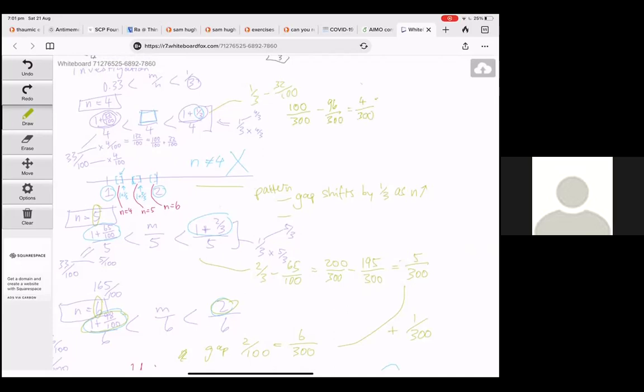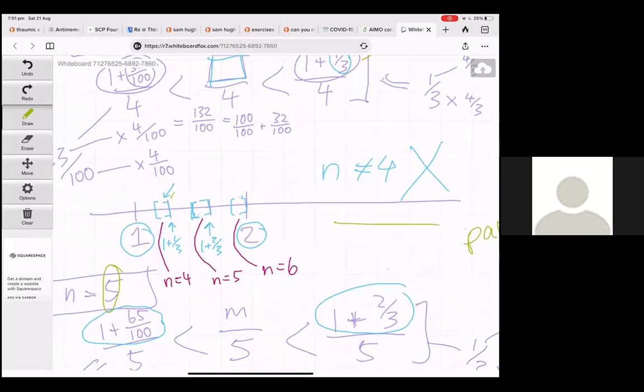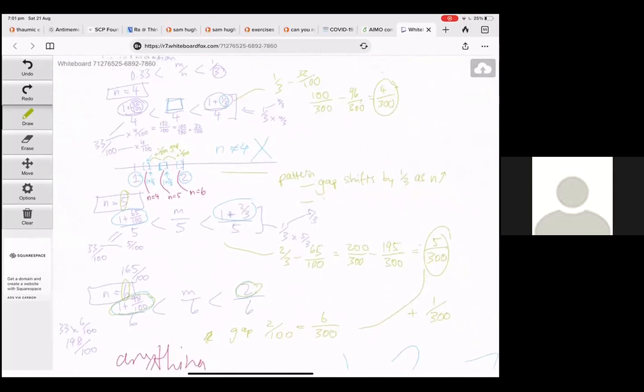So that means that the gap grows. The gap is getting bigger by 1 on 300 each time. So from here to here, we add 1 on 300 in the gap. And then from here to here, the gap has grown by another 1 on 300. So the gap grows by 1 on 300 as n increases.